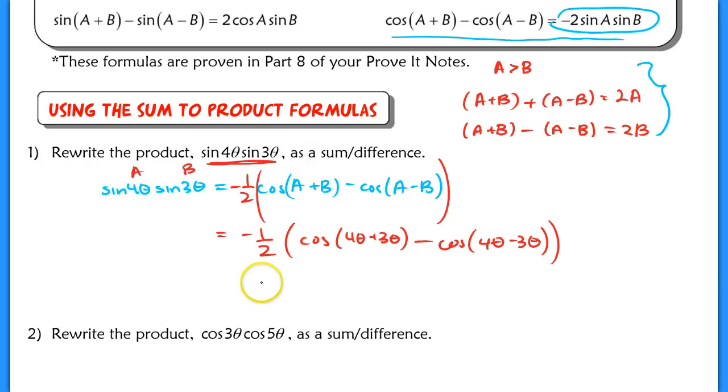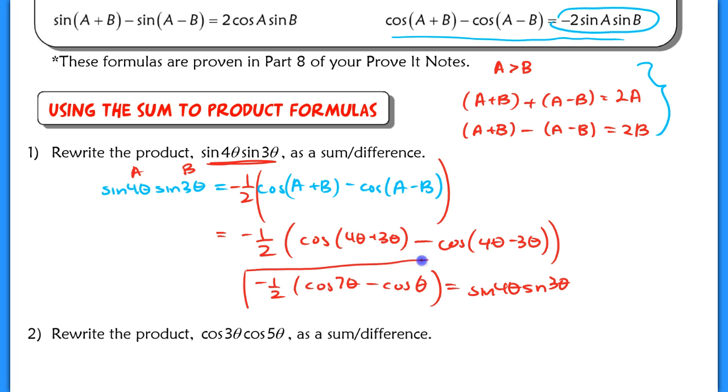So now if I simplify here, I end up with the cosine of 7 theta and the cosine of theta inside the parentheses. Make sure you don't distribute. I've seen people try to simplify that and write it as the cosine of -7/2 theta. That's totally not right, so please don't do that. This is the product of sine 4 theta, sine 3 theta, written as a difference, okay? So that's number 1, and that one's a pretty easy problem, I think.